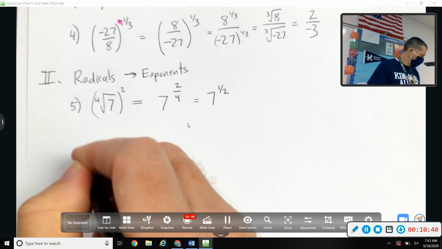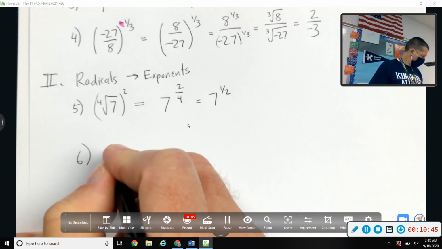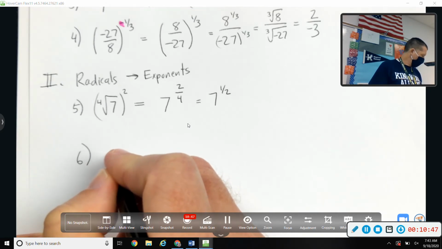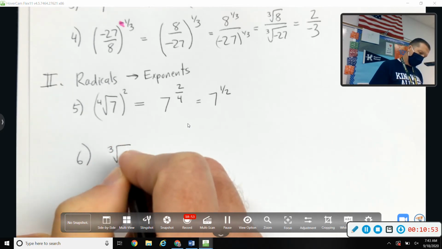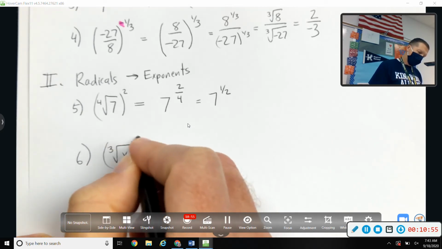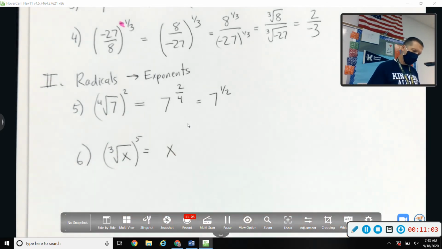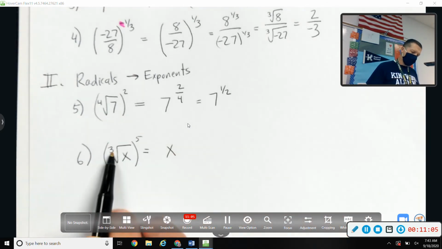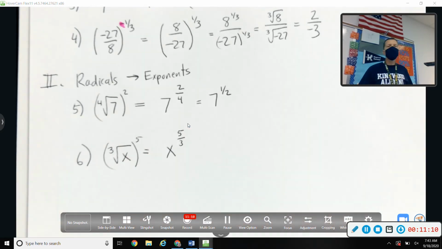Let's do one more of those. Let's see, looking at the homework, they're all pretty easy. Let's do the third root of x to the 5th. And let's turn that into an exponent. So x, the power is 5, the root is 3, the root grows underneath, the flower power grows on top, so x to the 5/3. So it's the same stuff, just kind of using it in reverse.